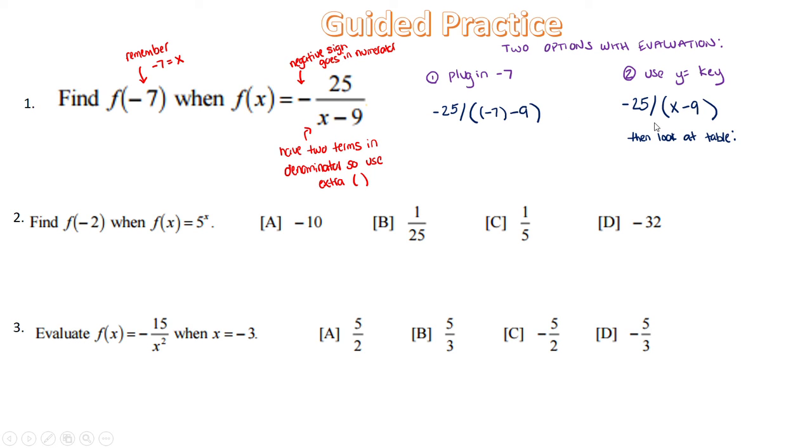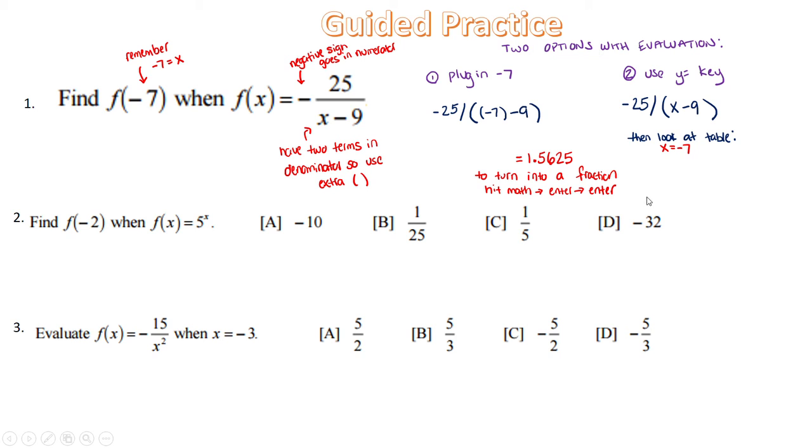Or if you go into your y equals key, do -25 divided by parentheses x minus 9, close parentheses. Then you're looking at your table when x equals -7, which will give you your answer. Okay, so hopefully you've already picked which one you're doing and you have your answer. If not, don't let me beat you to the answer. Do it with me. It's the best way you can learn.